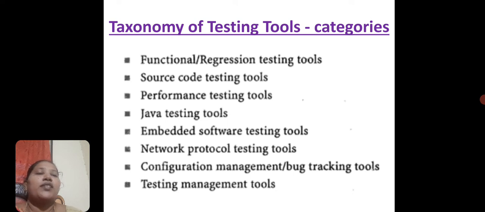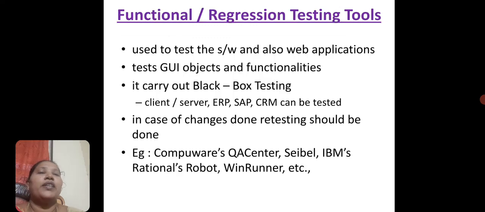This black box testing just checks the implementation part without going deep into how it is implemented. So the next one is the functional or regression testing tool. It is used to test the software, your web application, and GUI objects. As I told you, it will carry out black box testing.